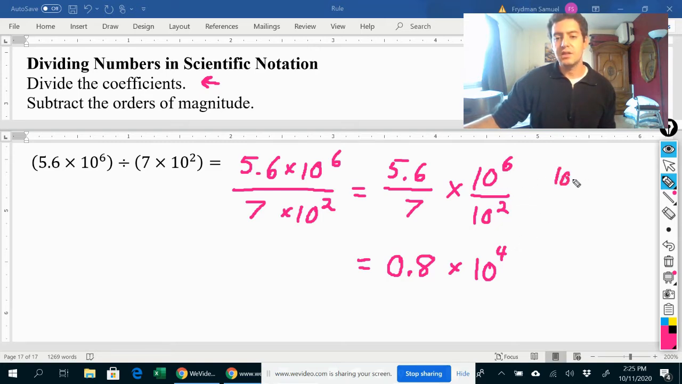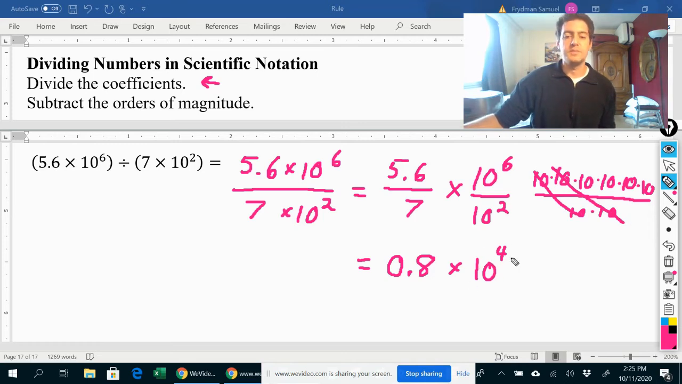10 to the 6th, I'll just write, you know that the dot can also mean multiplication, right? I'm going to run out of space here. Okay, I squeezed it in. 10 to the 6th power means 10 times 10 times 10 times 10 times 10 times 10. Over 10 to the 2nd power means 10 times 10. So two of these 10s are going to cancel out, and we're left with four 10s. So that's where the 10 to the 4th comes from.